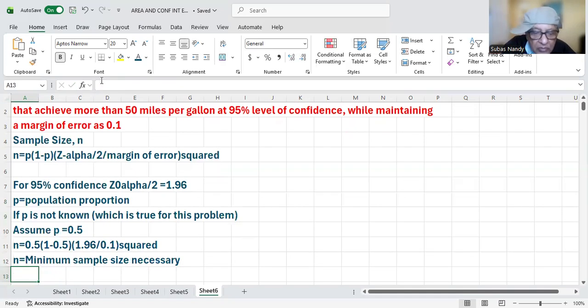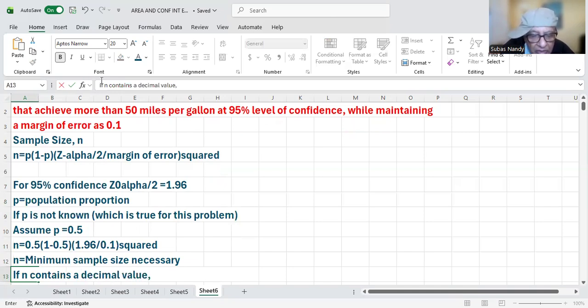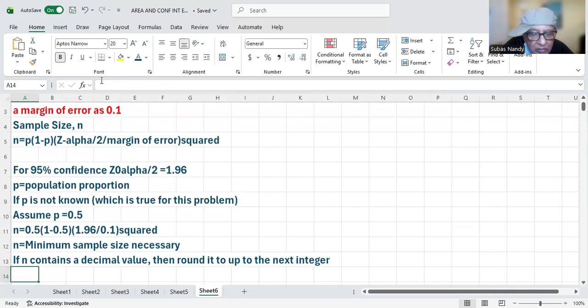And the important thing to remember, if n works out to contain a decimal value, then round it up to the next integer. This is always true, up to the next integer. Okay.